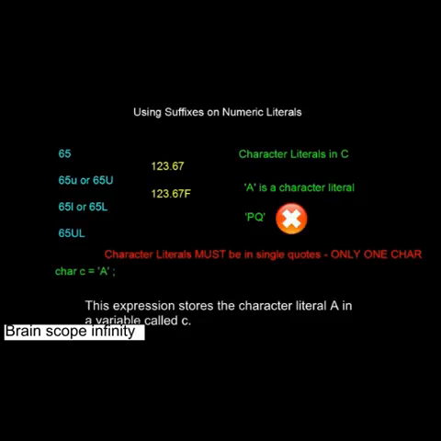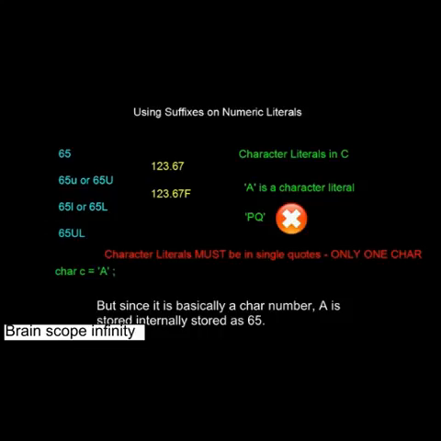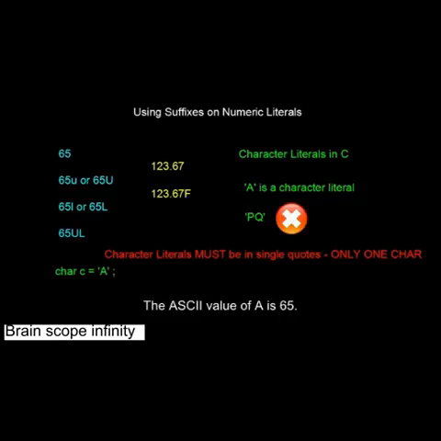This expression stores the character literal a in a variable called c. But since it is basically a char number, a is internally stored as 65. The ASCII value of a is 65.